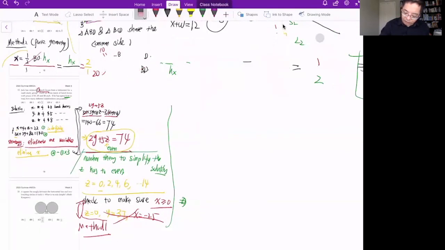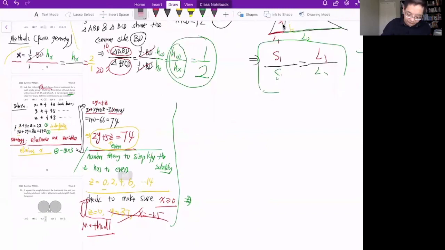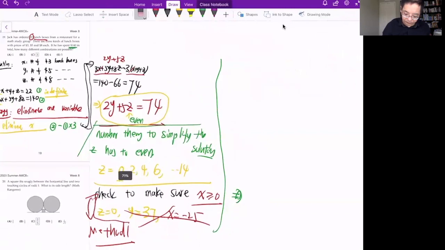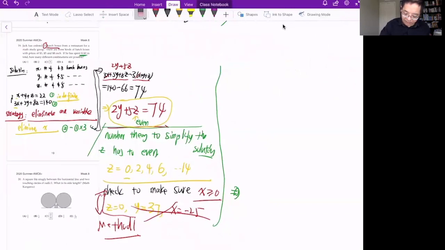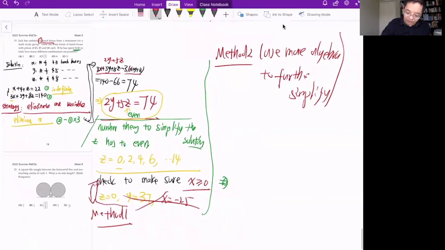But we can have a shortcut to find those valid x if we use more algebra. So here I put method 2: use more algebra to further simplify. All right, so what I do is this. Look, so here we have, I put it here.